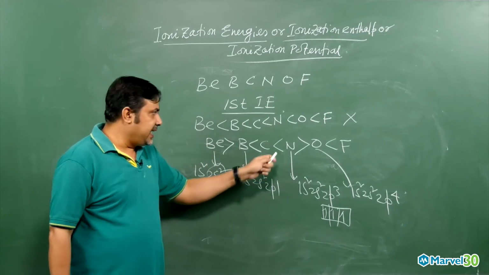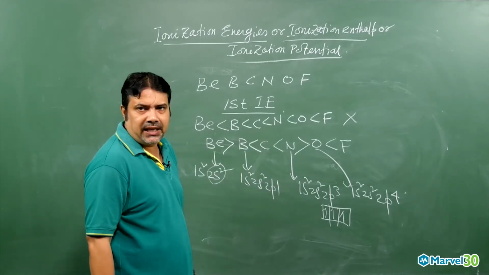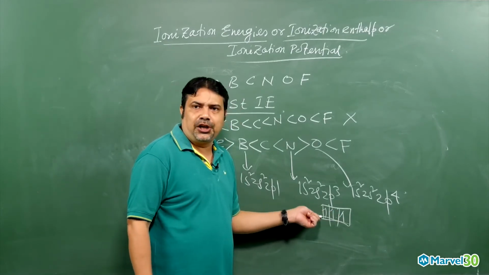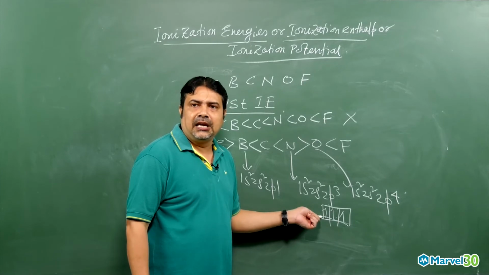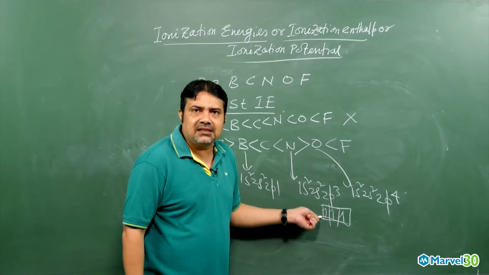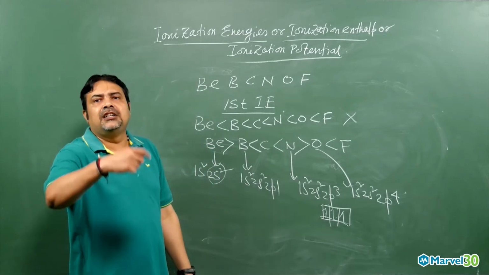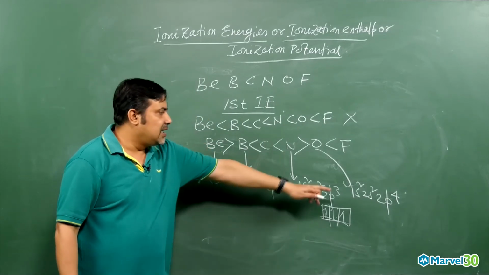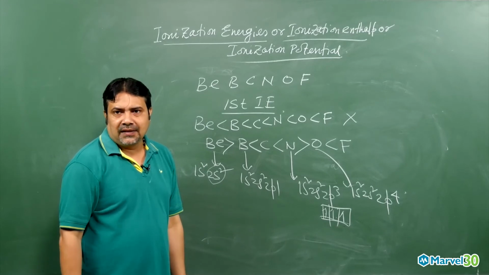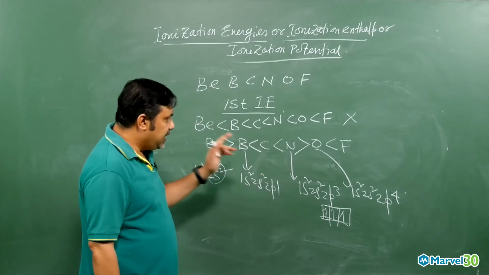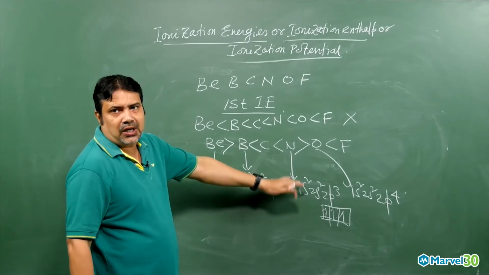And second, nitrogen is greater than oxygen. Why? The reason is that this half-filled configuration, as I told you, has extra stability because of more exchange energy. So to remove one electron from 2p3, it needs more energy, compared to removing one from 2p4. That is what you have to understand. Now, regarding the first ionization energy, we got this order.